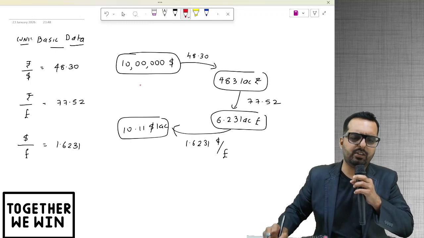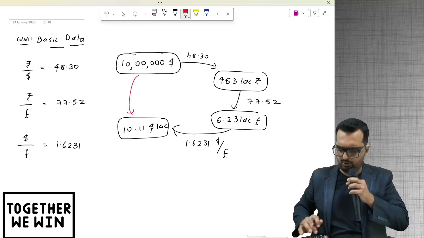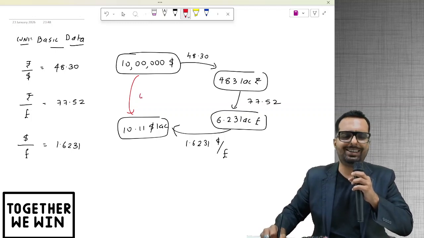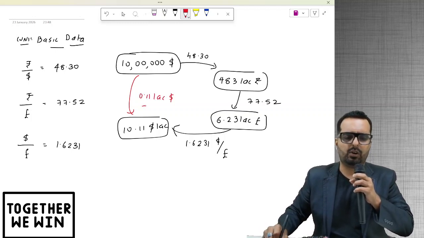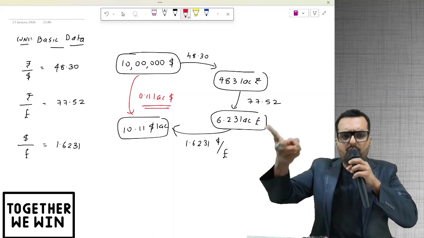Tell me, friends, what is the profit that I make? The profit that I'm going to make is 0.11. This is how you make an arbitrage profit using cross rates.